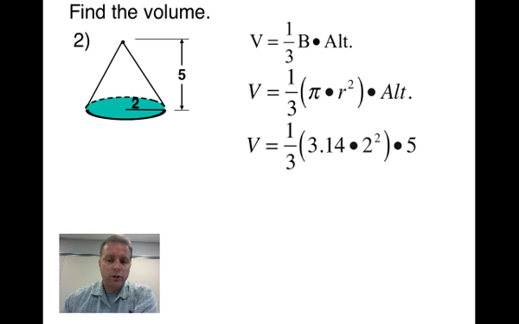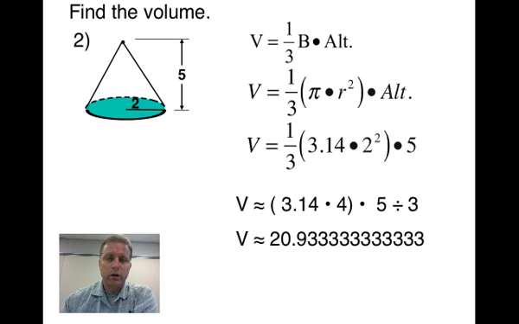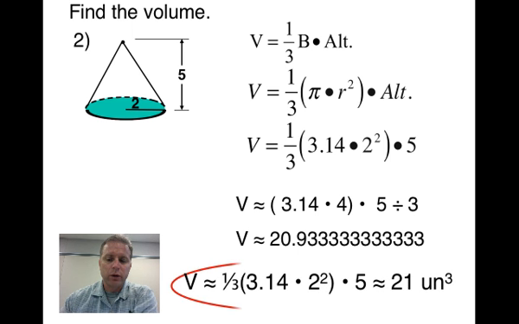Doing order of operations, we have to do the 2 to the second power first, which is 4. 3.14 times 4 times 5 divided by 3 equals 20.93333. We're supposed to round to the nearest whole number, so this would round to 21 cubic units. And for your homework, you're going to do 1/3 times 3.14 times 2 squared times 5 is approximately equal to 21 cubic units.